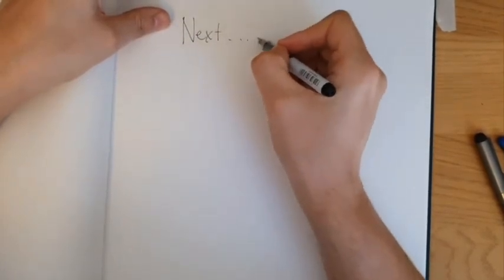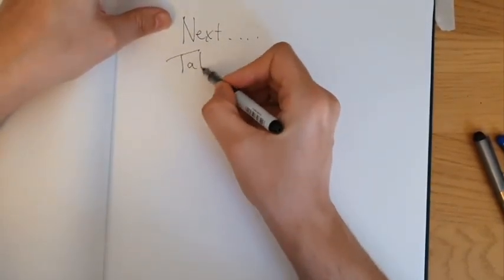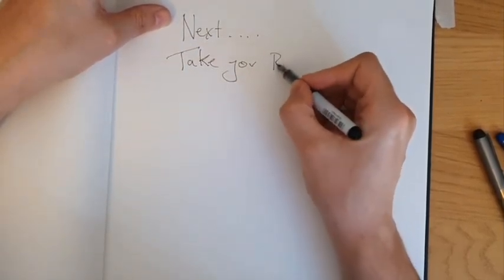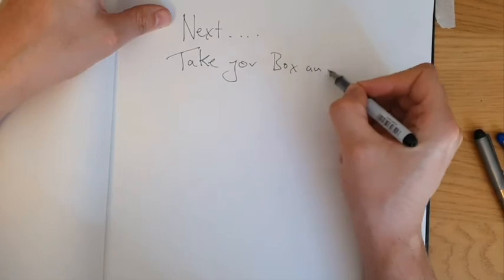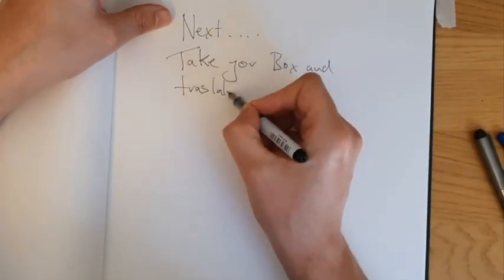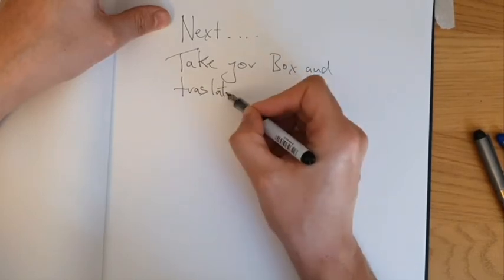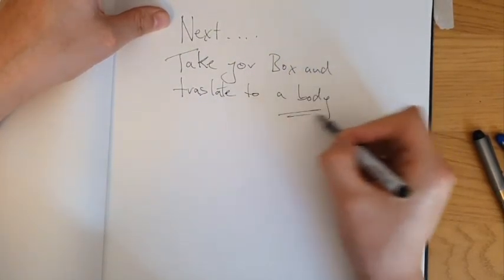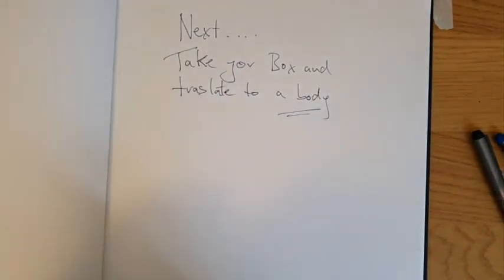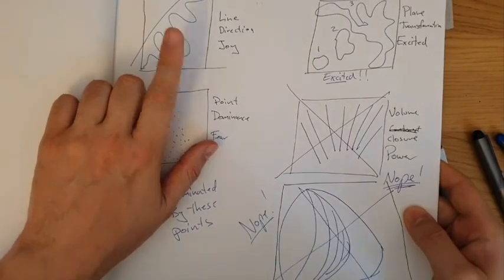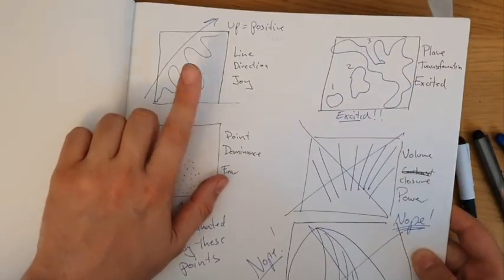So once you've figured out how to work into your squares, or maybe not, you failed 10 times like I did with that last one, you take your boxes and you translate those boxes to a body. That one's the easiest one. Let's try that. Line, direction, and joy. Let's see how we can translate that onto a body.